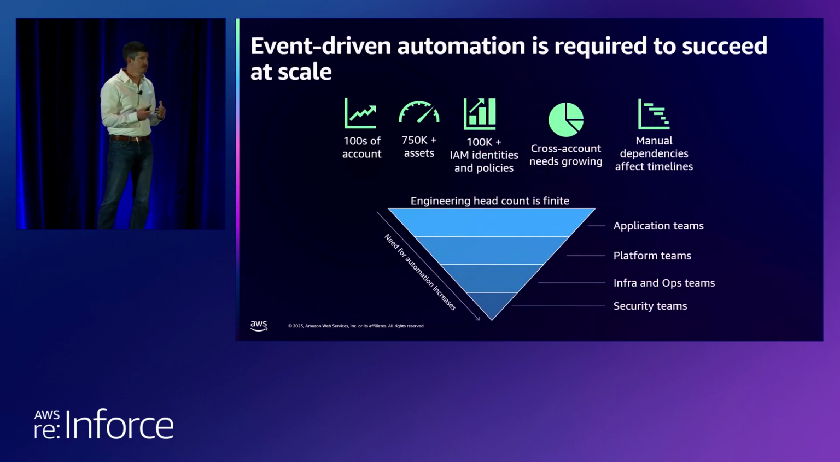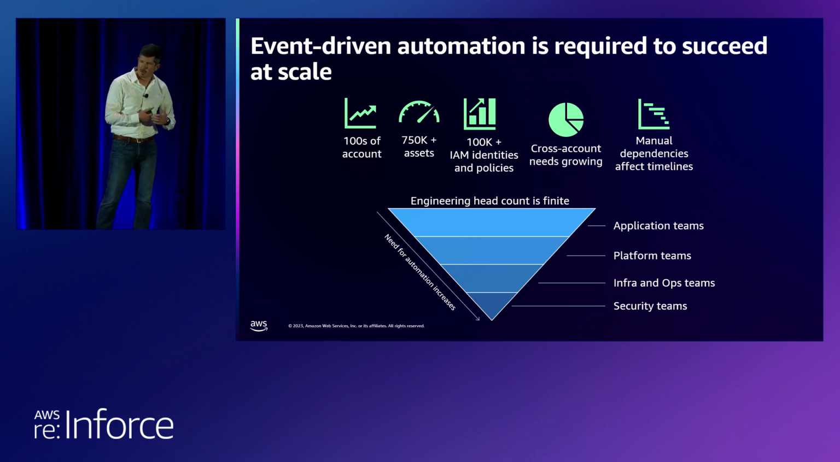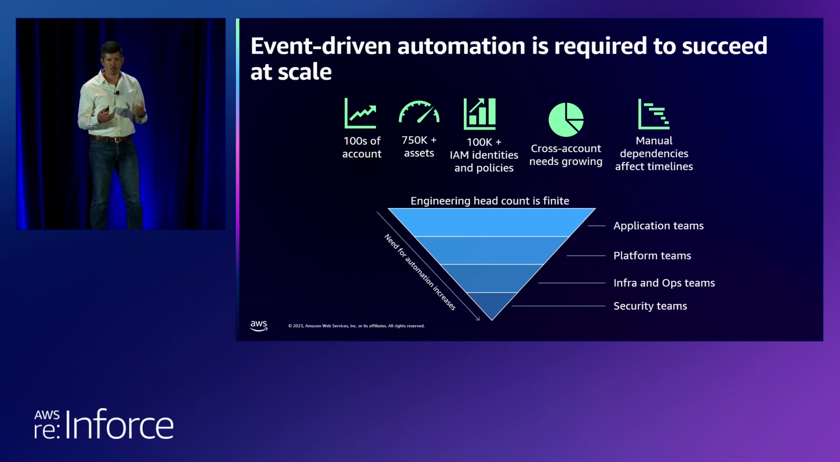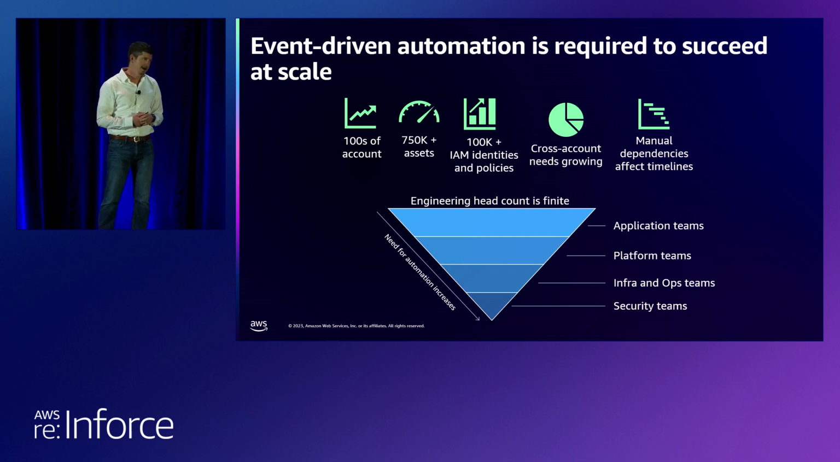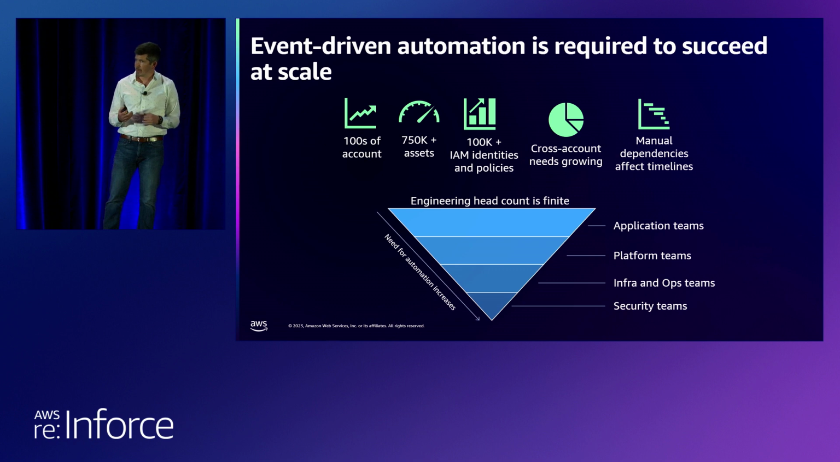So we just discussed our strategy around data perimeter, the type of zones that we want to create. We looked at our guardrails and developer empowerment, and it became evident pretty quickly that for us to be successful, we would have to have event-driven automation to really succeed at this goal at scale. A couple of interesting data points we had: we have over 100 accounts. Depending on how much activity we see in a lab and dev environment, we may see over 750,000 assets at any time, over 100,000 IAM assets at any time.